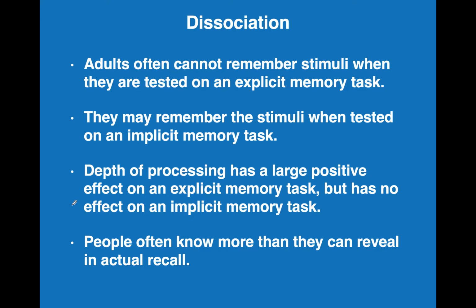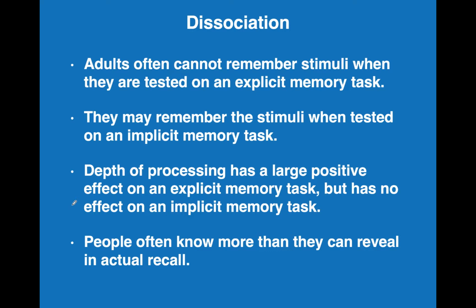Dissociation illustrates a pattern between explicit and implicit memory. Adults often cannot remember stimuli when they are tested on an explicit memory task. As you see in the previous slide, this amnesic woman cannot complete any explicit memory task. However, they may remember the stimuli when tested on an implicit memory task.